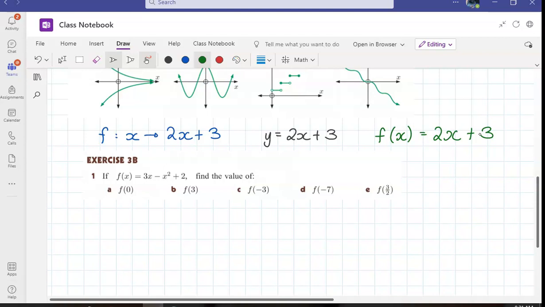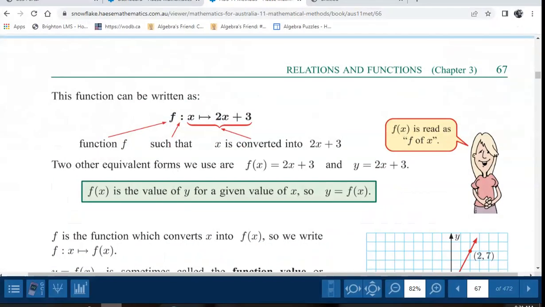Okay. All groovy? Can you all see this? This is on your page 67.